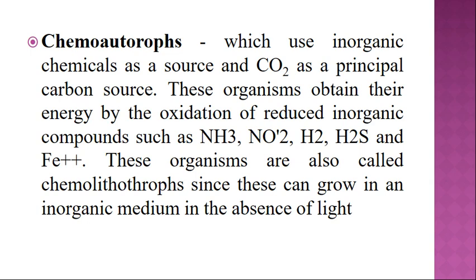Chemoautotrophs use inorganic chemicals as an energy source and carbon dioxide as a principal carbon source. They obtain energy by oxidation of inorganic compounds such as NH3, NO2, H2 and H2S. These organisms are also called chemolithotrophs, another name for chemoautotroph. Again the word auto comes here: the carbon source will be atmospheric carbon dioxide and the energy source will be inorganic compounds.